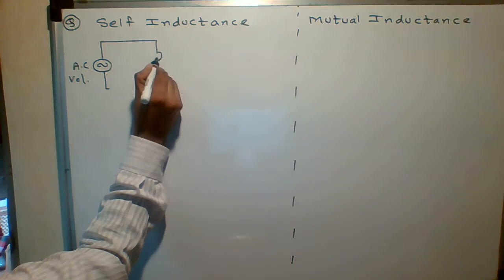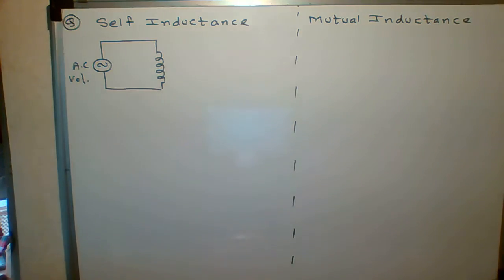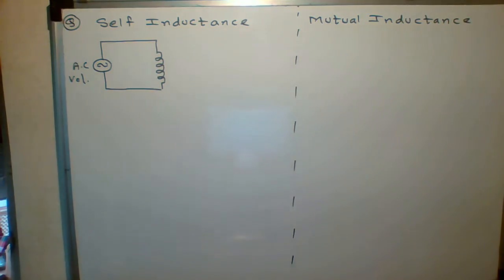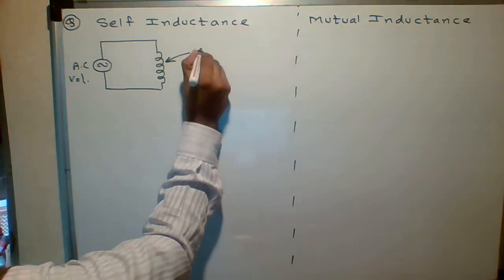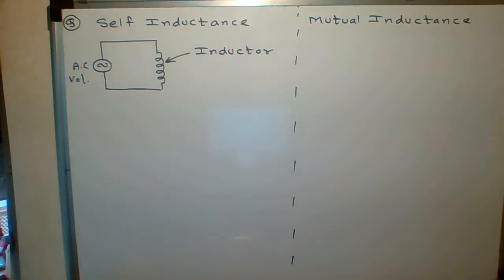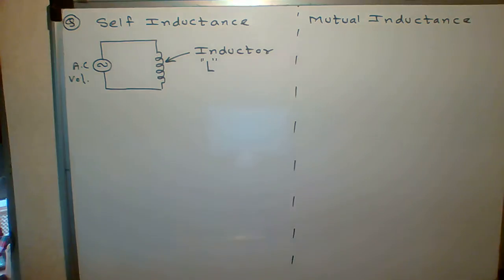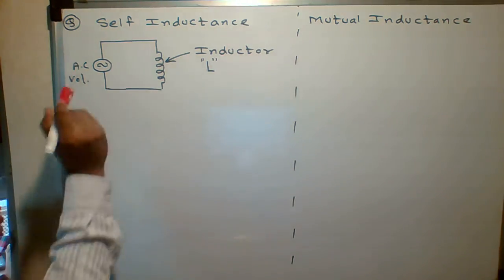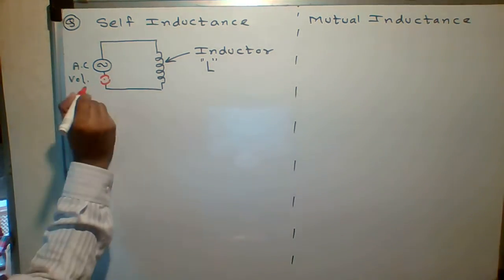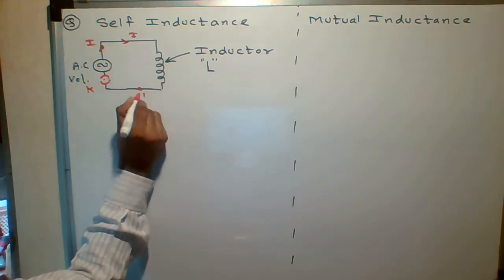And if I take a coil, okay? Now this coil has a number of turns, suppose N. Students, now you have to understand this coil is called an inductor. What is the symbol of inductor? L. What will happen when I switch on this particular voltage, if I keep the key, if I switch on? Current will start flowing.